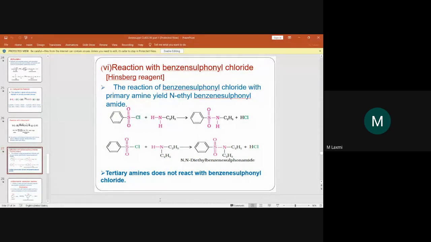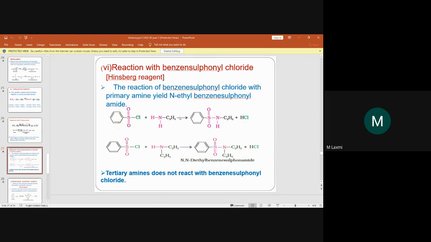So we are in Hinsberg reagent. Hinsberg reagent is nothing but benzene sulfonyl chloride. Grignard reagent is nothing but alkyl magnesium halide, that is called Grignard reagent. So only primary and secondary will react with Hinsberg reagent, while your tertiary will not react because no hydrogen is there. Just look at the example here.